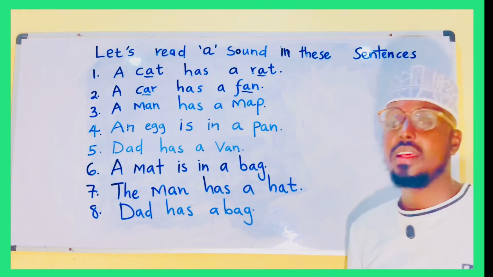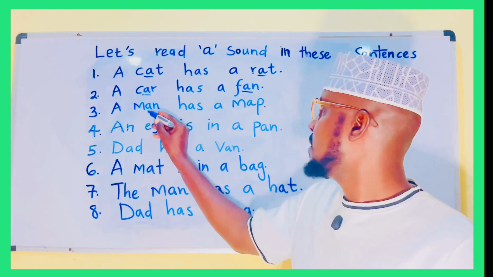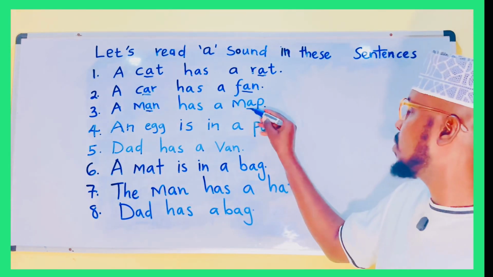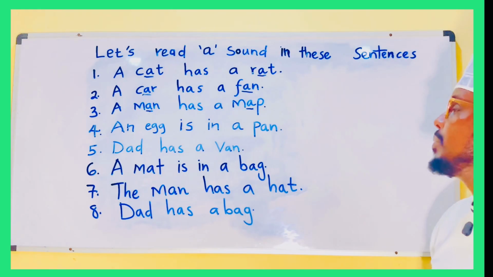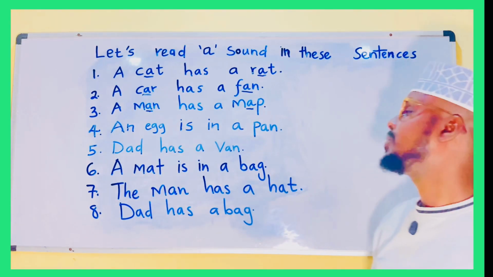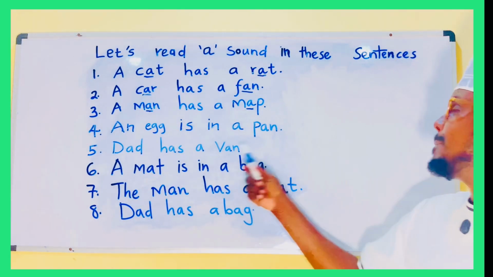A man has a map. If you look at this sentence, this one is a sound A man, and also sound A in map. A man has a map. Okay. Number 4. An egg is in a pan.